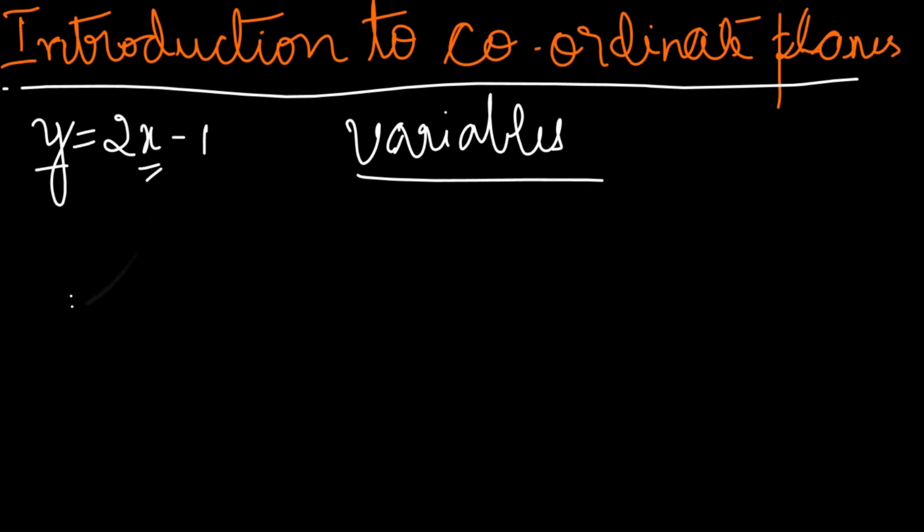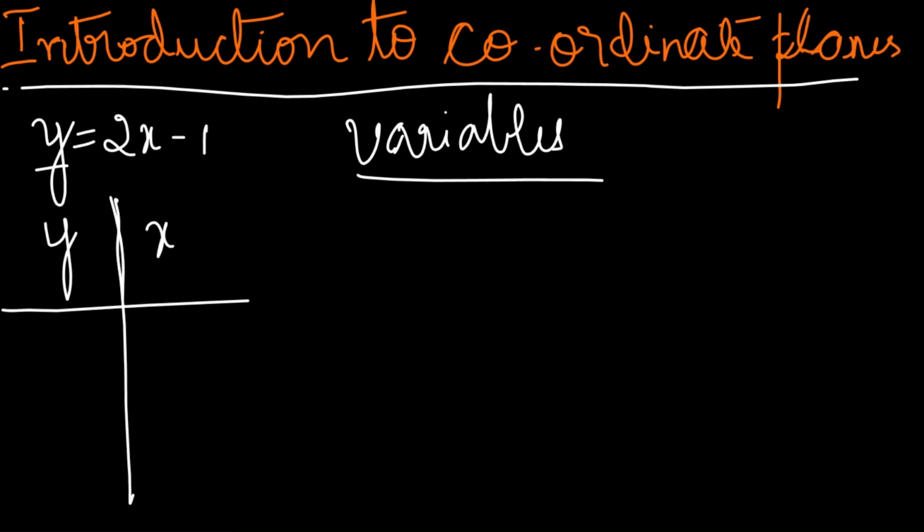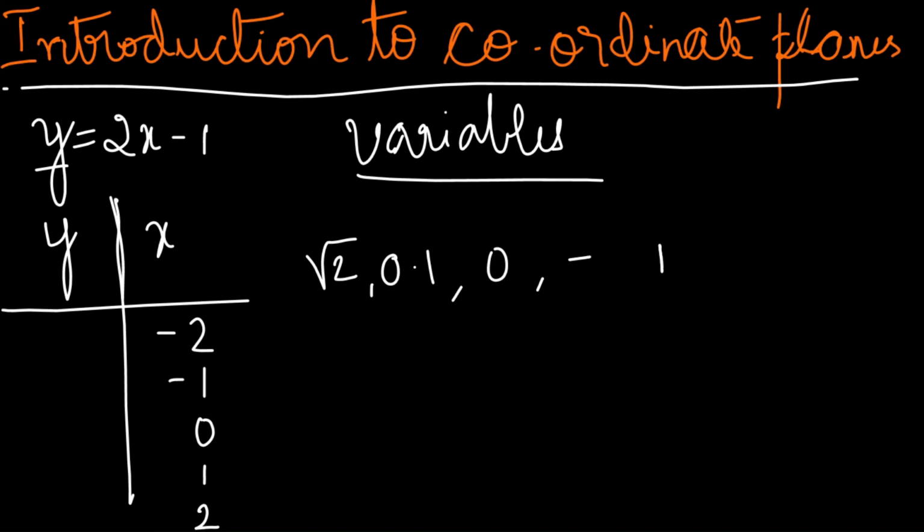Let's start by writing a tabular column which defines the values of x and y, and where it will be used I'll tell you later. Consider some values for x like -2, -1, 0, 1 and 2. Why did I take these values? They are just any values, students. It can be root 2, 0.1, or 0, just anything. It can be negative or positive, anything of your wish. I'm just taking these to establish something here. What is it? You'll see now.